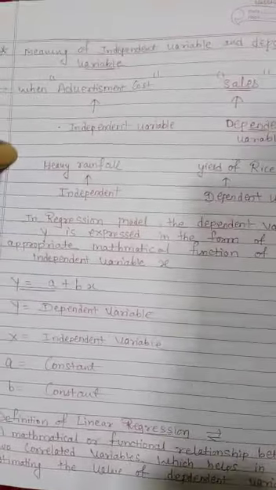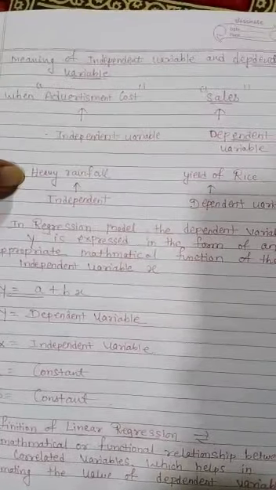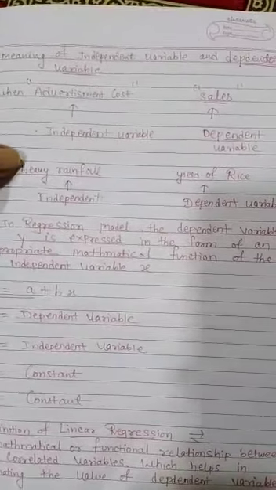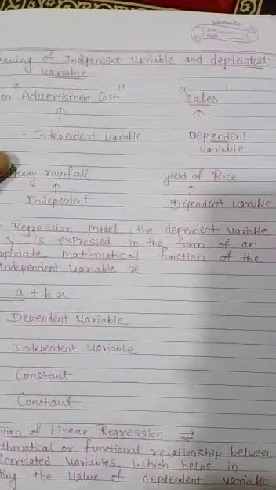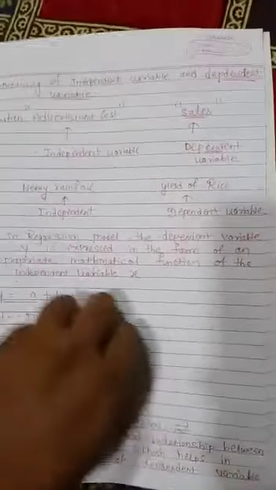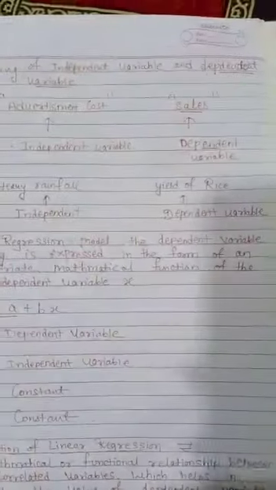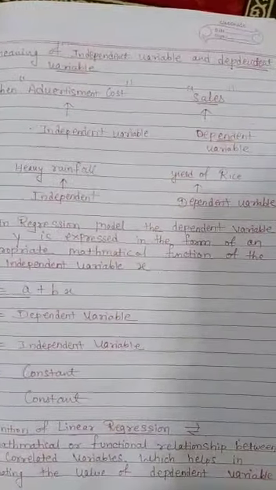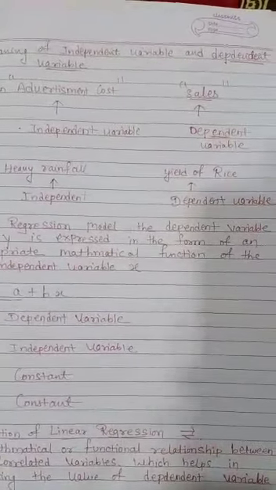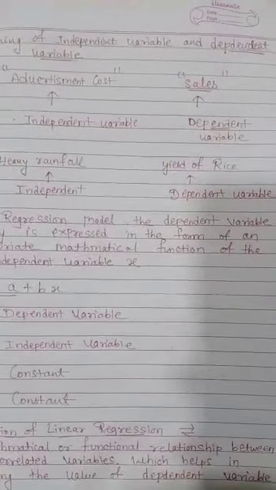So in our question, estimated value of x is given, and based on estimated value of x we have to find out estimated value of y. So this is all about the certain examples of independent variable and dependent variable, right?